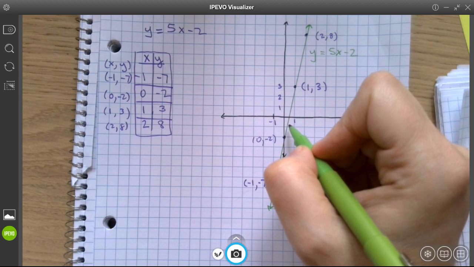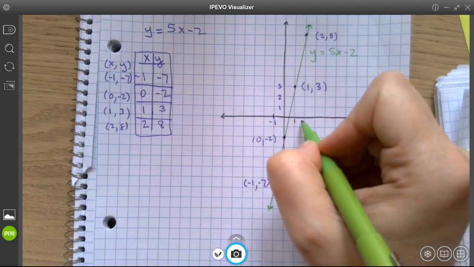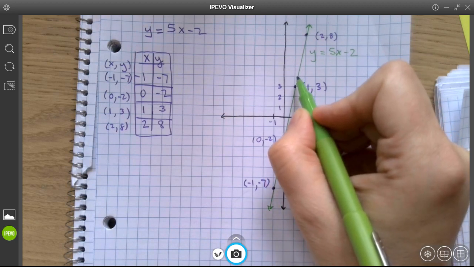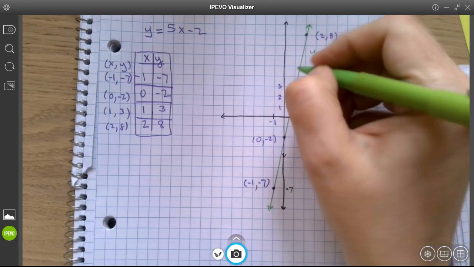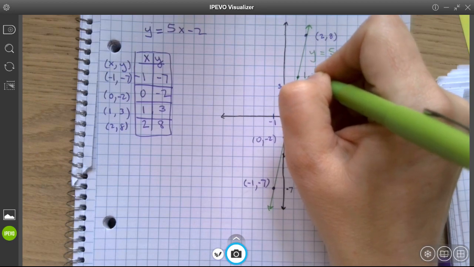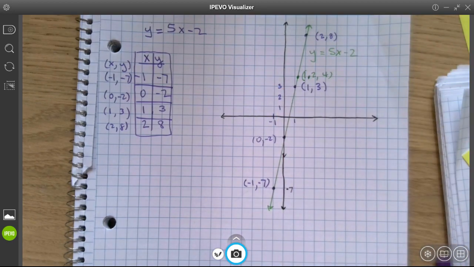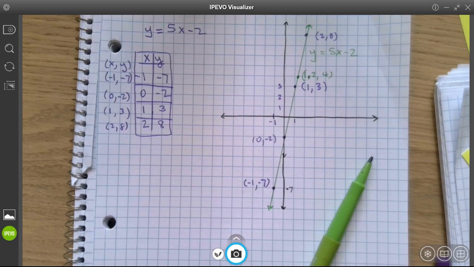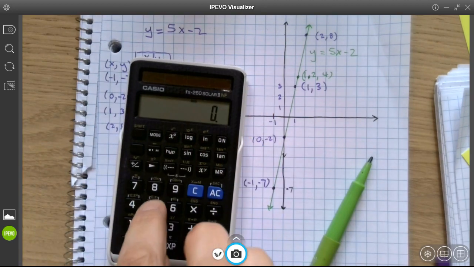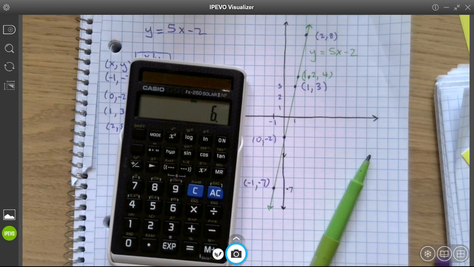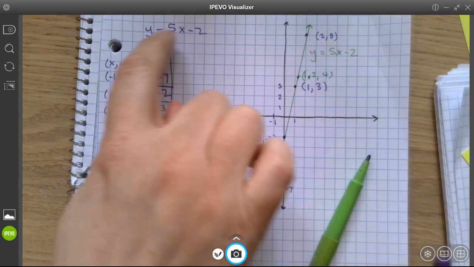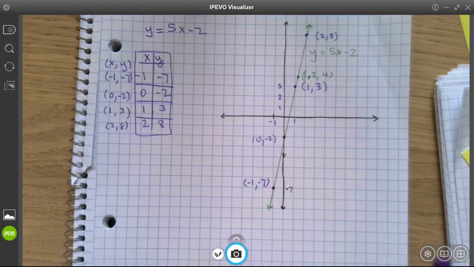Every point on this line, like for example this one right here, is probably 1 point something, comma 4. It's a fifth. It's probably 1.2, comma 4. Because if I do 5 times 1.2, I'm going to go ahead and do that on my calculator. 5 times 1.2 is 6. And then if I subtract 2 from that, I get 4. So if the input is 1.2, the output is 4. Every point on that line makes this equation true. Cool. So that's how you graph it.